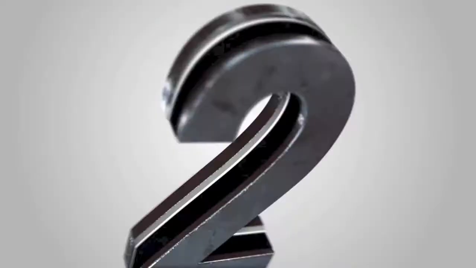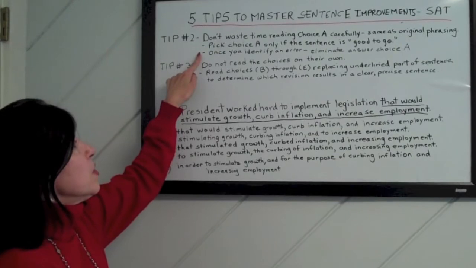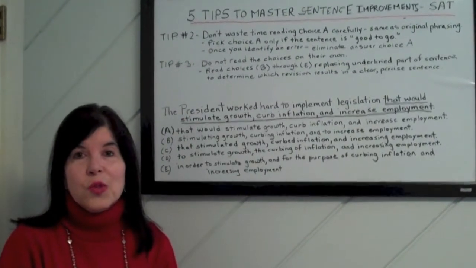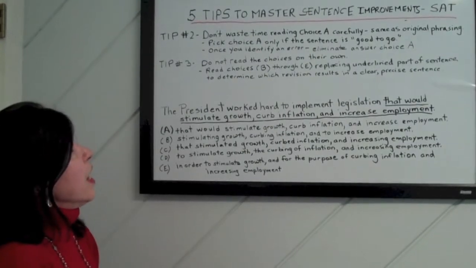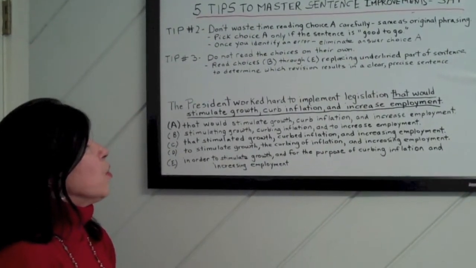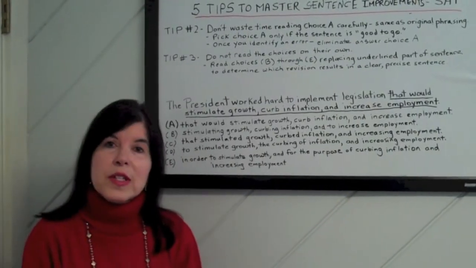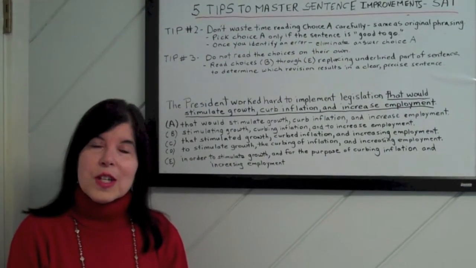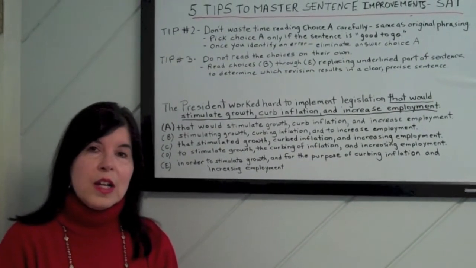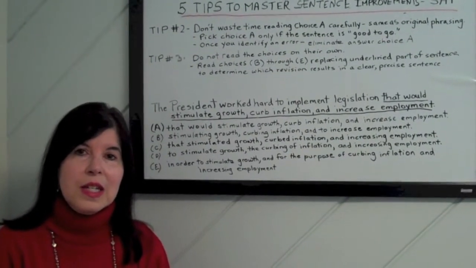Tip number 2. Don't waste time reading choice A carefully. It's the same as the original phrasing, the underlined portion. Pick choice A only if the sentence is good to go. And once you identify an error, you can eliminate answer choice A and cross it off. Just a tip for you, choice A is used as frequently as answer choices B, C, D, and E.